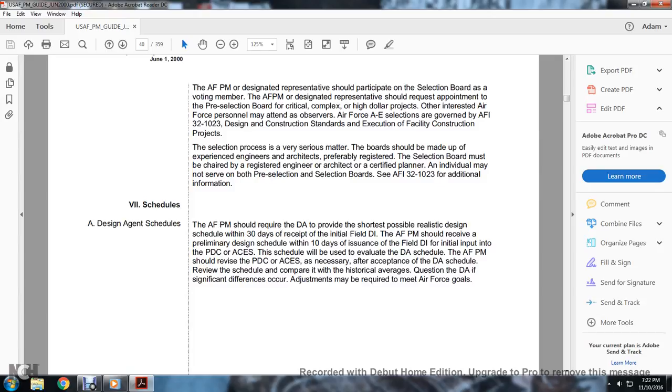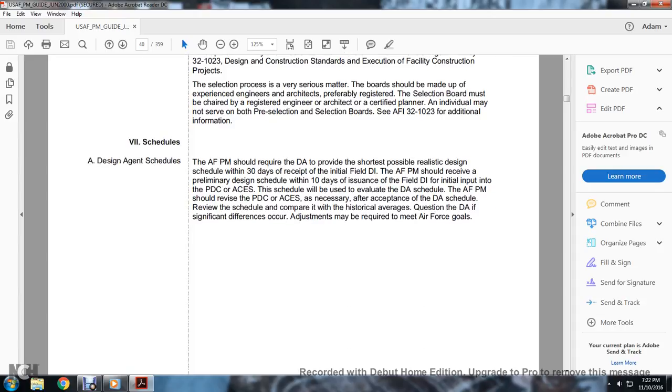The Air Force program manager should review the PDC and ACES as necessary for acceptance of the DA schedule. Review the schedule compared with the historical averages in question for the DA. If significant differences occur, adjustment may be required to meet the Air Force goals.